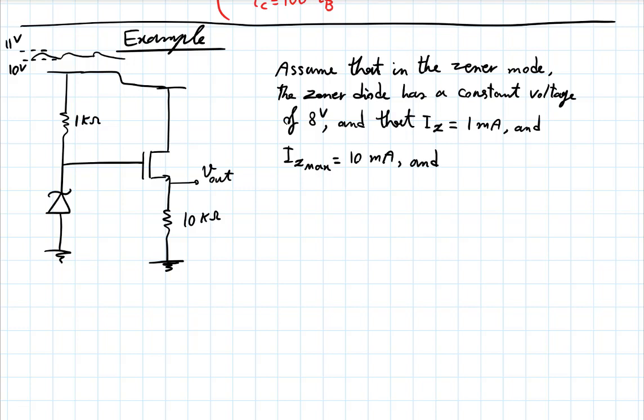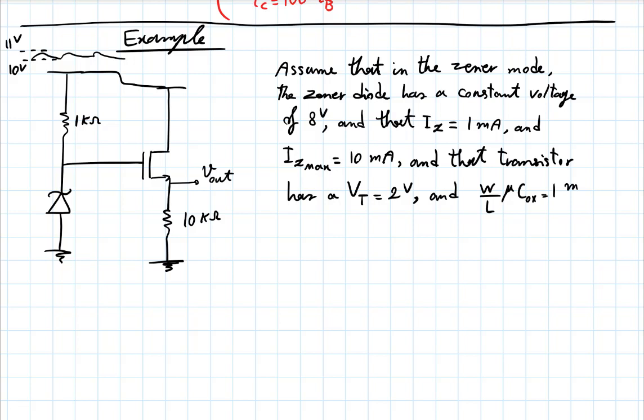Assume that your MOSFET, the N-channel MOSFET, has a threshold voltage VT of 2 volts, and the value of W/L μn Cox for it is 1 milliamp per volt squared. Find Vout.